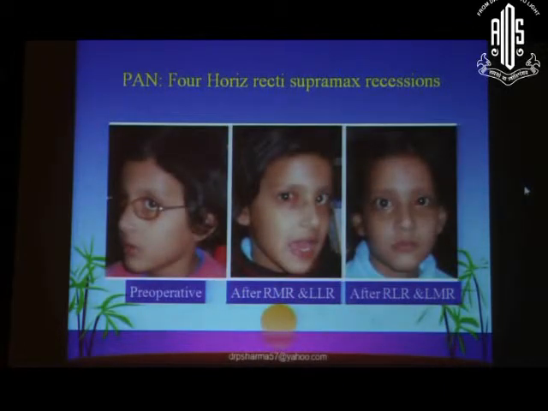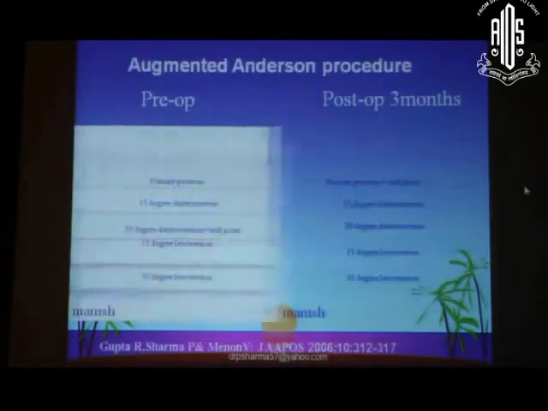So what we need to do is, the first 2 pictures show you the first day and the second day after the surgery of right medial rectus and left lateral rectus. What you need to do on the 3rd day is correct the right lateral rectus and the left medial rectus recession. Again an augmented Anderson but reverse. Now this becomes a supramaximal recession of all the 4 horizontal recti, and that is a procedure which we would like to advocate for a primary case of a periodic alternating nystagmus.